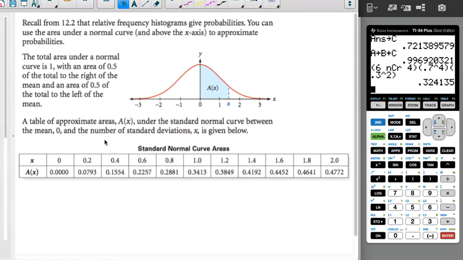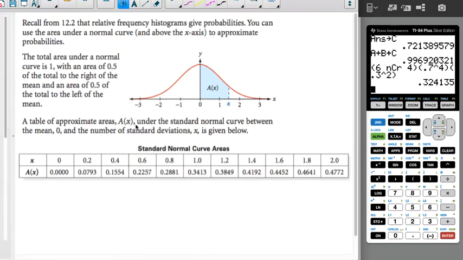Obviously the area at 0 is 0 because there's no width. The area up to 0.2, which would be right here, is apparently 0.0793, and it would be the same on the other side. It would also be 0.0793 if you're going to negative 0.2. And if instead you were going to 0.4, which is here, that area would be 0.1554, and so on, all the way up to 2.